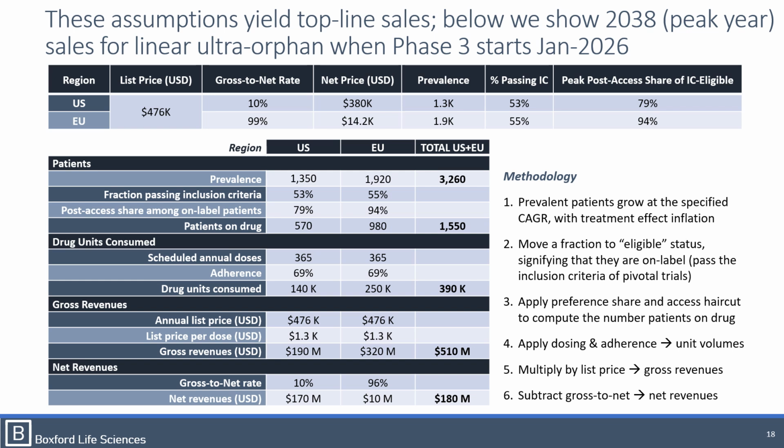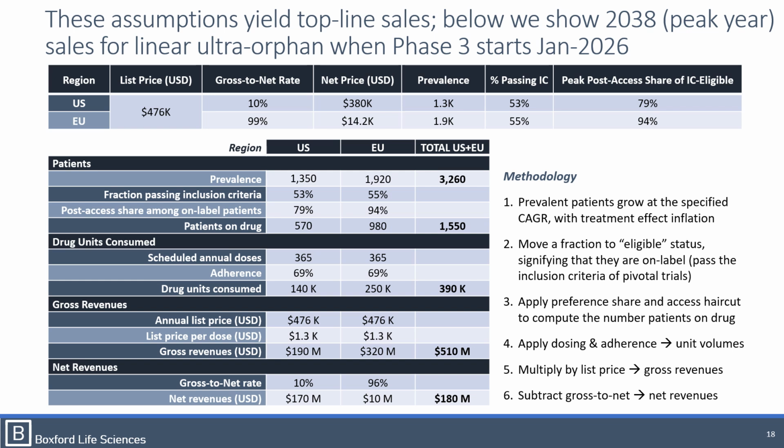Once we include inflation effects, the rest of the model is pretty much a standard type of prevalence model. We take the total prevalent population, we apply the fraction passing inclusion criteria, apply the access, uptake, and inflation adjusted preference share, and compute the number of patients that are active on drug at any one period in time. We then apply assumptions around the dosing.